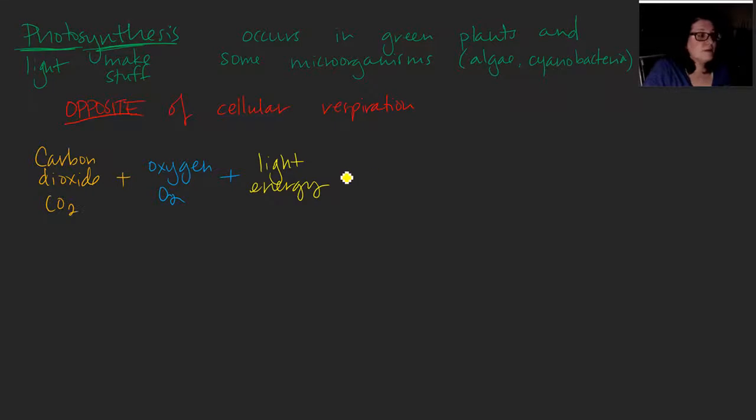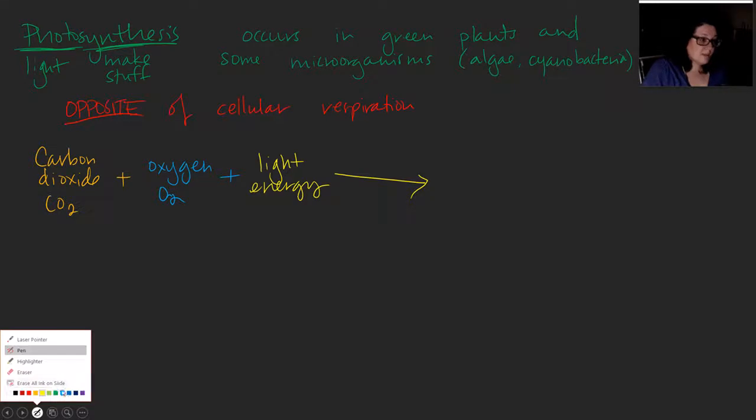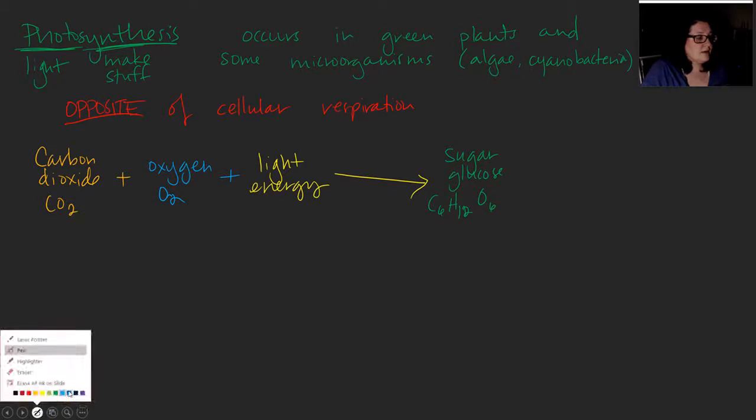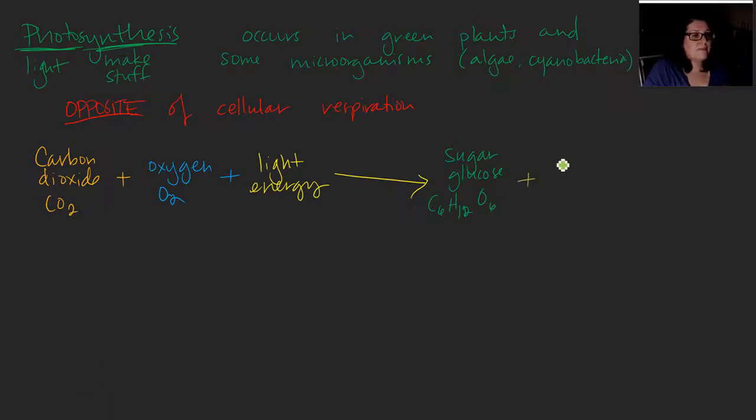So, light energy. And we combine those two things using the energy from light to create sugar as glucose, C6H12O6, and oxygen.